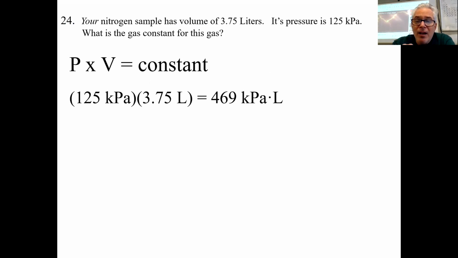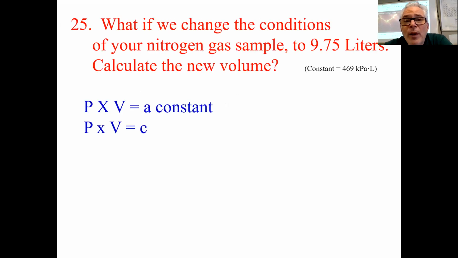Your gas has a gas constant. My gas sample has a gas constant. Every gas sample has a constant. Every sample is different and has different pressure and different volume, and you could use the same kind of balloon with different units. All right, what if we change the conditions of your blue balloon? See, I wrote up in black there, the constant is 469 kilopascals times liters. What if we change the conditions of your nitrogen gas sample all the way up to 9.75 liters? What if we make it really big? What's going to be the pressure?